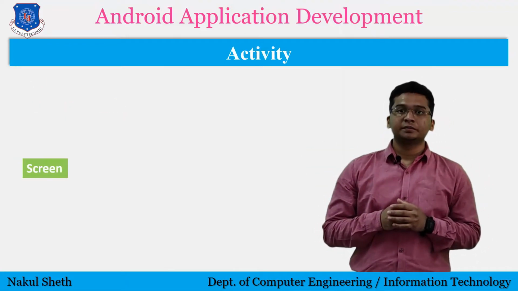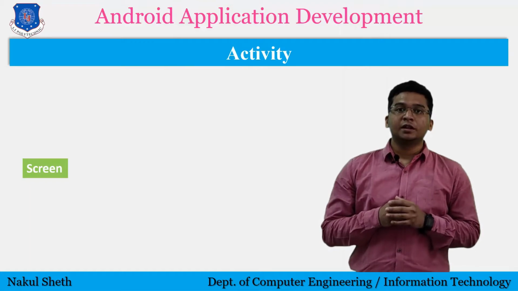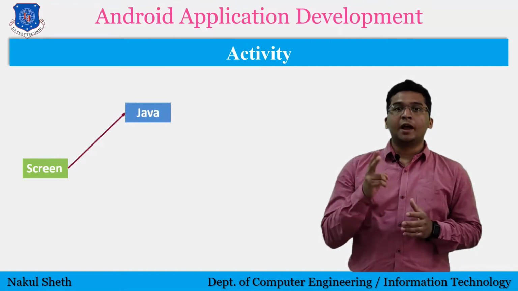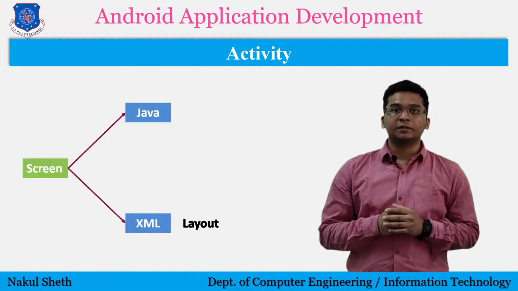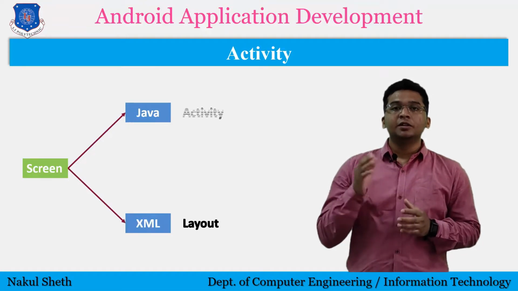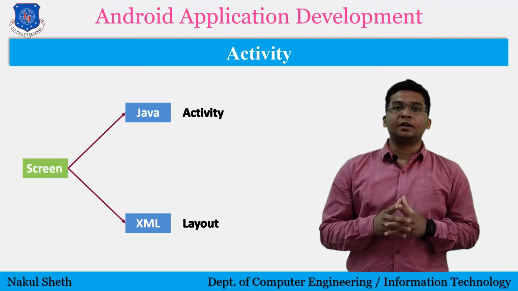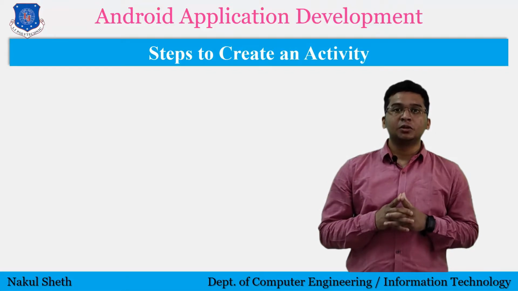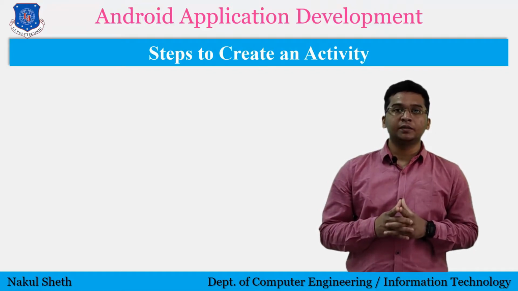In Android, every single screen consists of two different files. One is a Java file and another one is an XML file. And this Java file is called an activity. Now, let us discuss different steps to create an activity in Android.